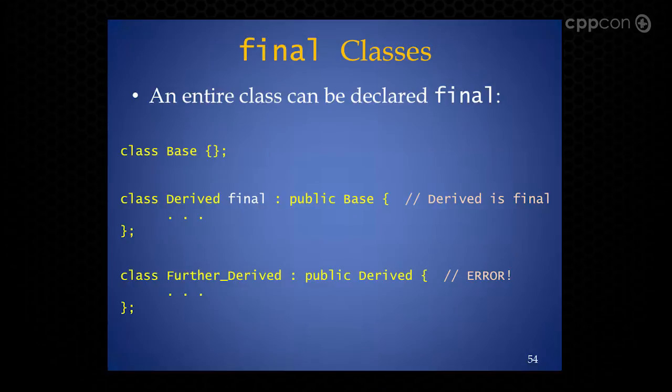So that's that. Also, an entire class can be declared final. So you can make a class illegal to derive from. Just put final where? Oh, derived is final. Oh, here it is. So putting final here means this is a final class. It is illegal to derive from it.